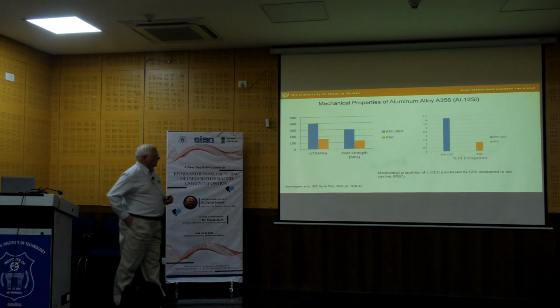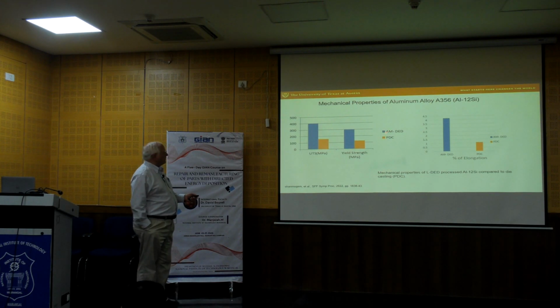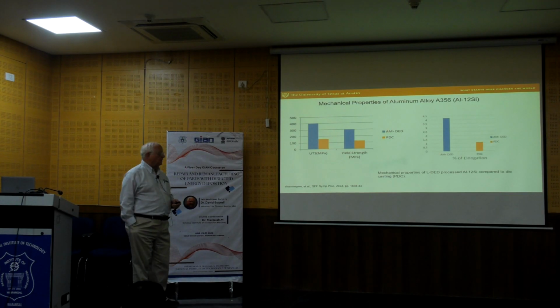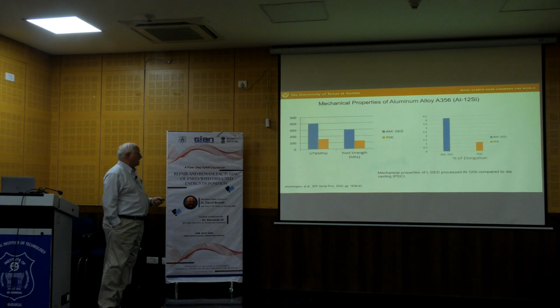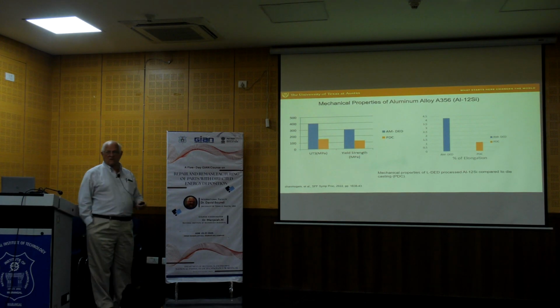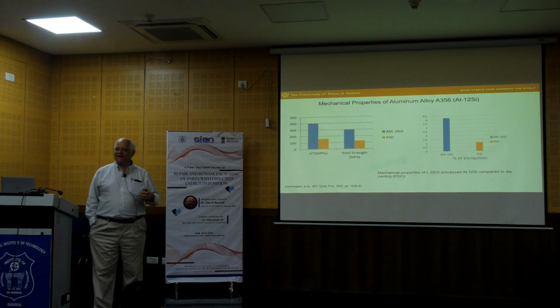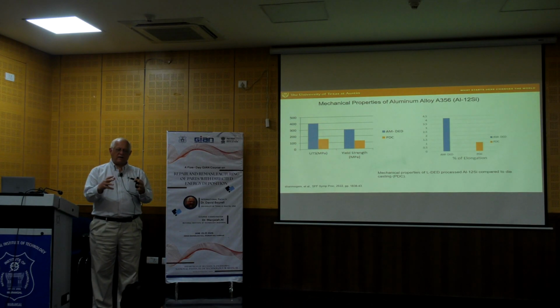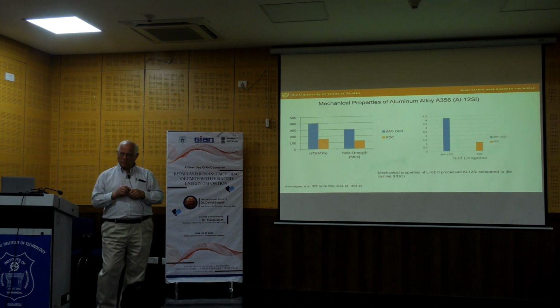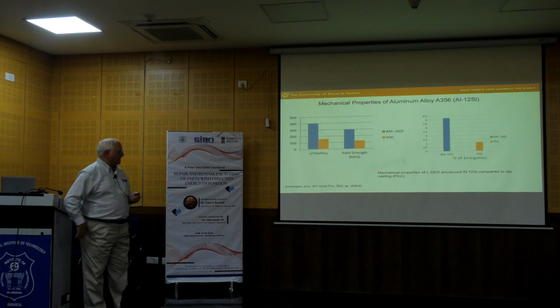Here are some examples for aluminum. Again, this is ARC manufactured DED compared to die casting, which is sort of like injection molding for metals. You basically have a mold cavity, we squirt liquid metal into it, let it solidify, then separate the die and pull out the part. So it's a traditional manufacturing method.